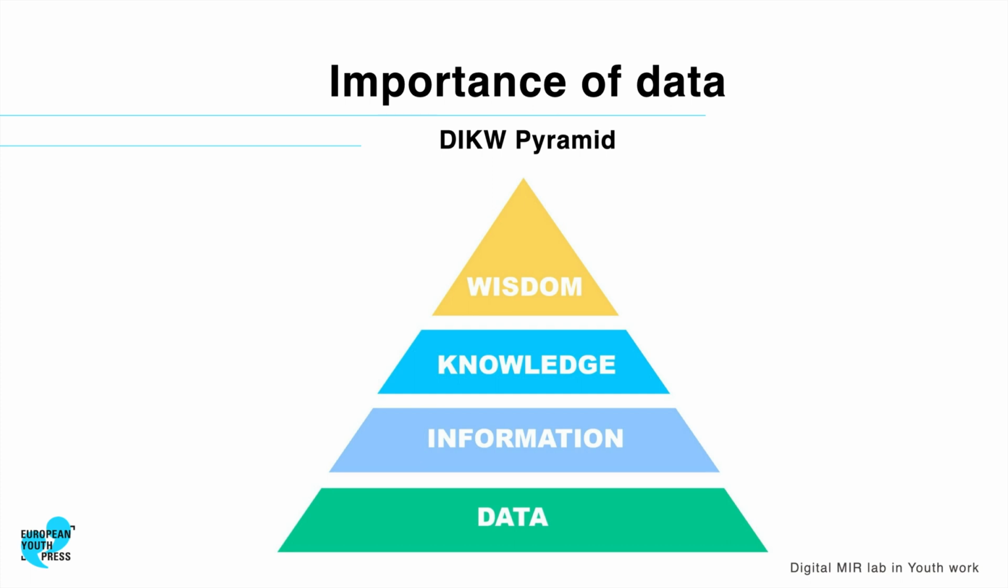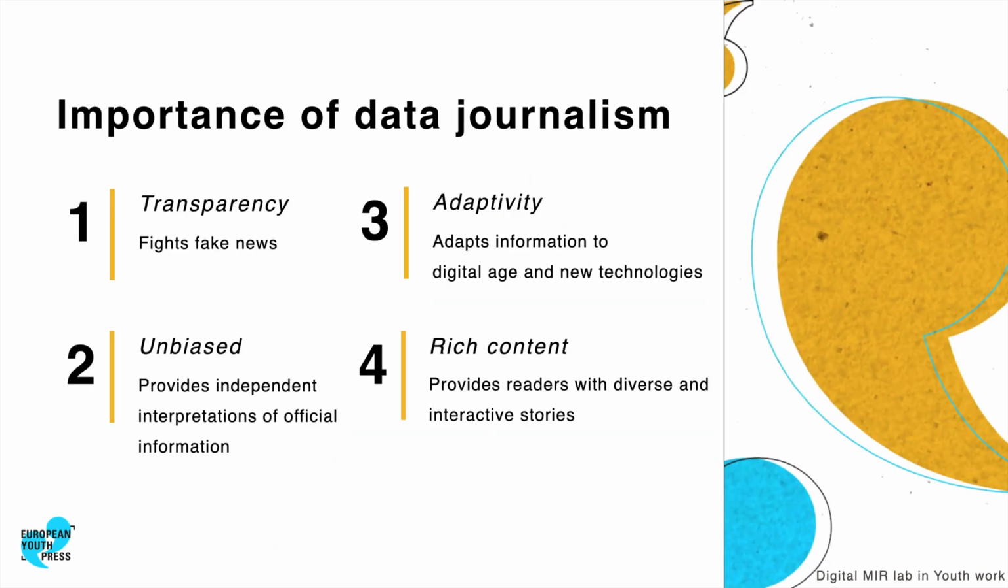And this pyramid represents the importance of data in our daily lives as well as journalism. Without data, journalists would not have the information about what is happening in the world, media users wouldn't have knowledge about it, and the society wouldn't be educated on the news and wouldn't have the wisdom. As we can see, data plays a huge role when talking about journalism.